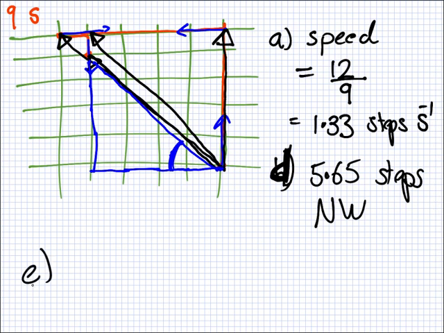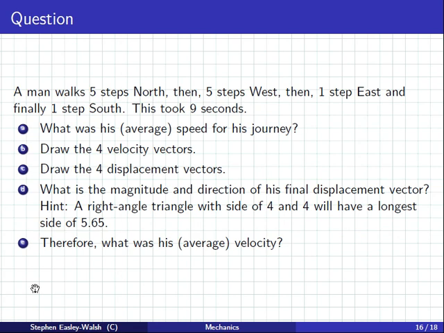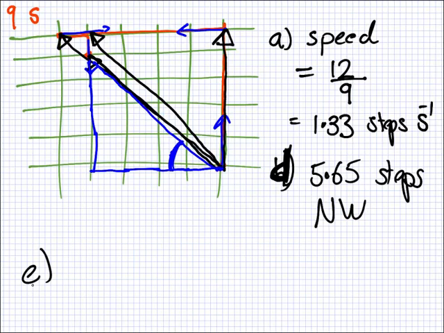And lastly, E. Now I want you to try E before I do it. What is his velocity? So think back to the formula for velocity. What's the formula for velocity? I think it's like total displacement, or displacement over time. Yeah? Change in displacement. Yeah. So, what's his average velocity? What is it here?